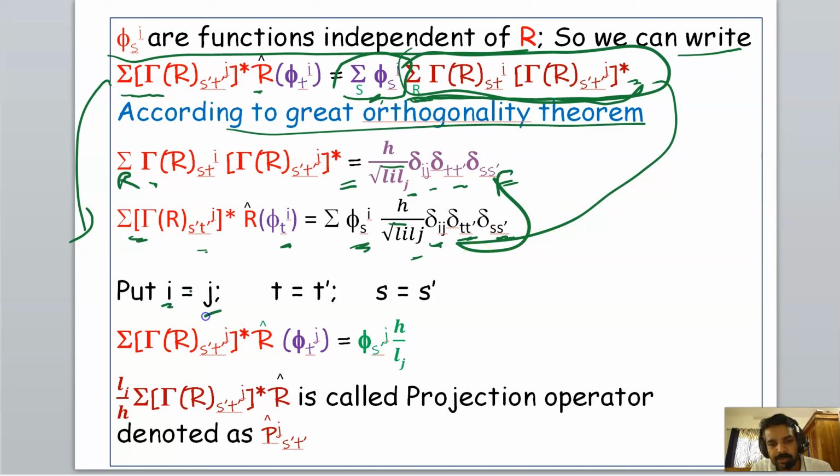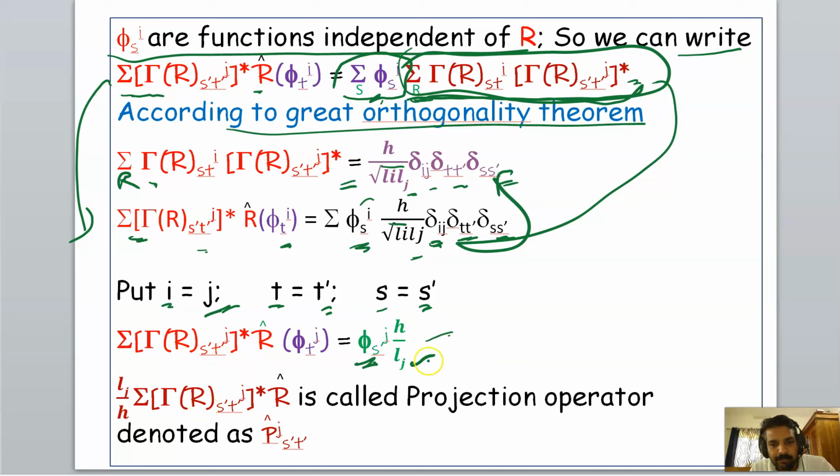Then put i equal to j, t equal to t dash, and s equal to s dash. Then l i equals l j, so root of l j square is l j, and the deltas each become 1. On the left side, the right-hand side becomes phi s j, since i equals j, times h divided by root of l i l j, which becomes l j square, so that is equal to h divided by l j.